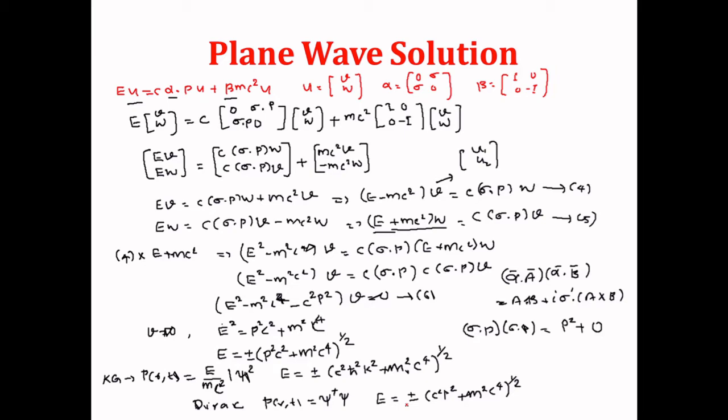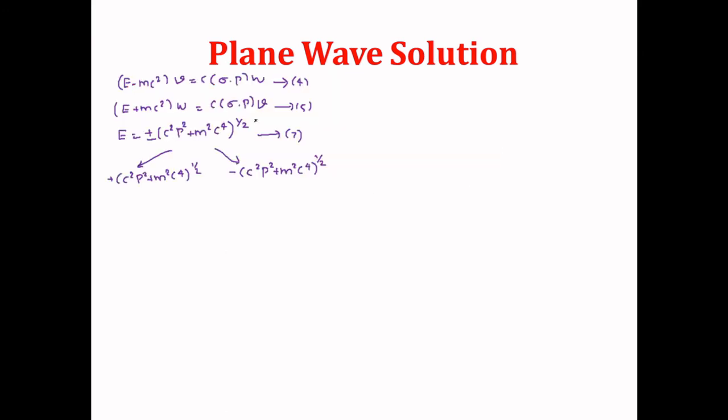Okay, before going to that, we shall now determine the energy eigenfunctions. Let this equation be equation number 7. Now from equation number 4, we can write the value of V as V equal to C into sigma dot P W divided by E minus mc square. Let it be equation number 8. Similarly, from equation 5, we can find the value of W as W equal to C into sigma dot P into V divided by E plus mc square. Let it be equation number 9.